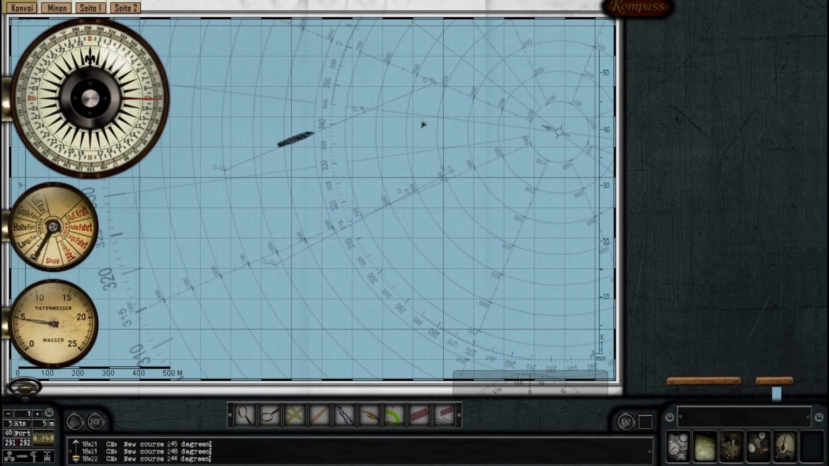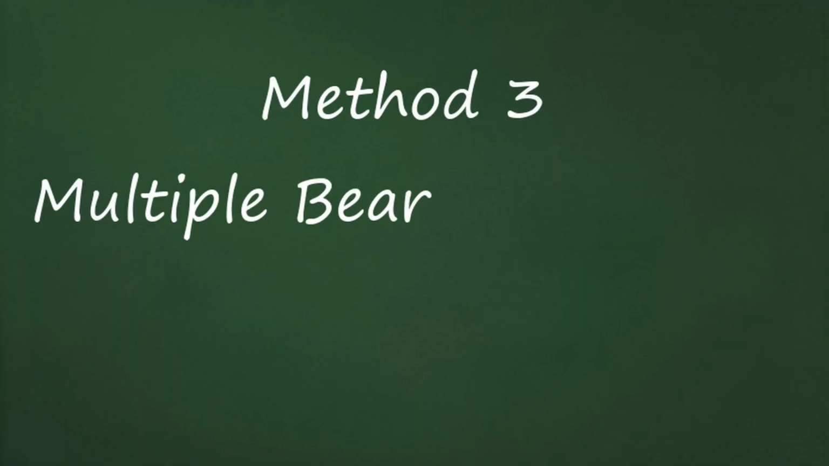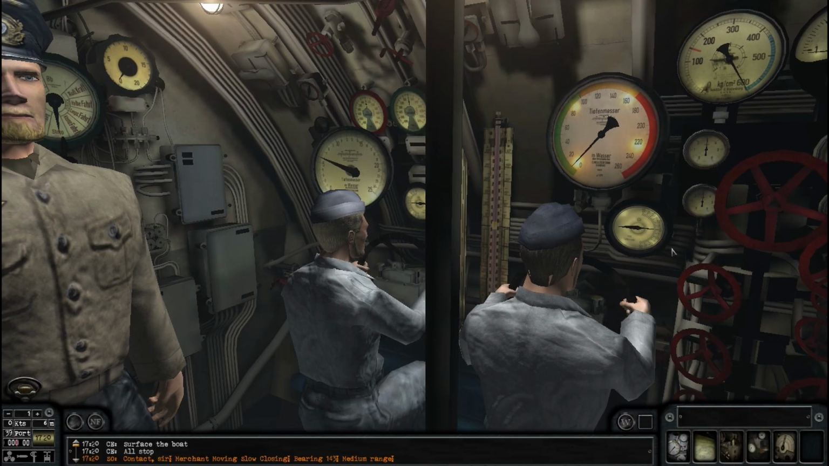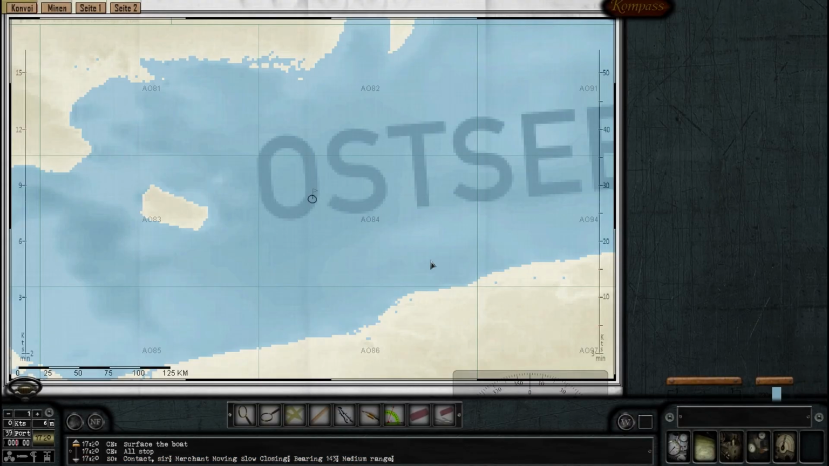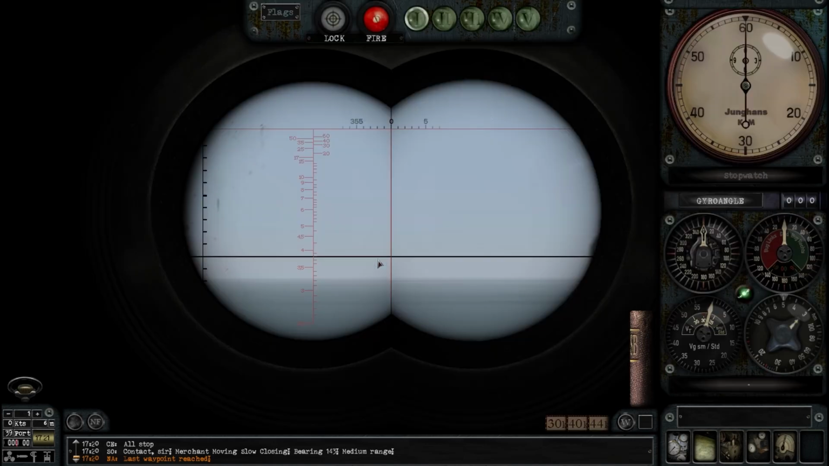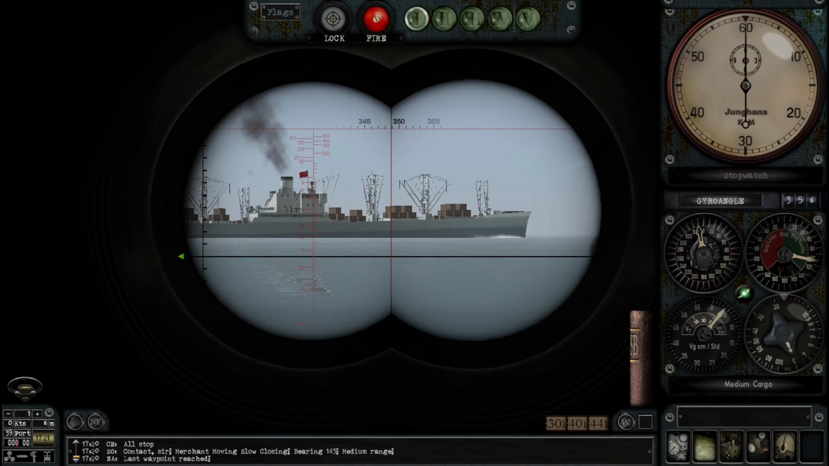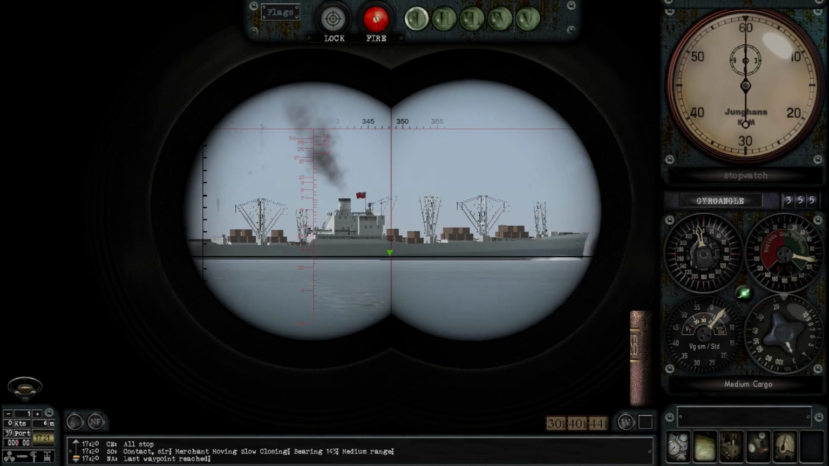And now let's look at the final method, which is the most complicated one. Method 3, multiple bearing plotting. Alright, first things first, I unselected the contact updates. This means that, as you can see on the map, we can't see any of the ships that are present, okay? So this is the hardcore way of doing this.